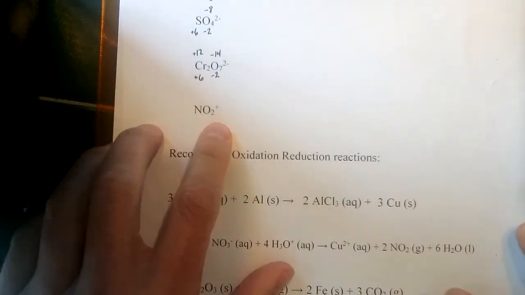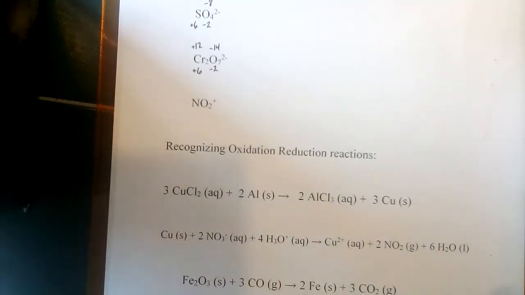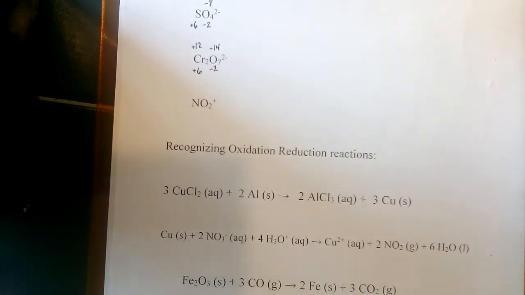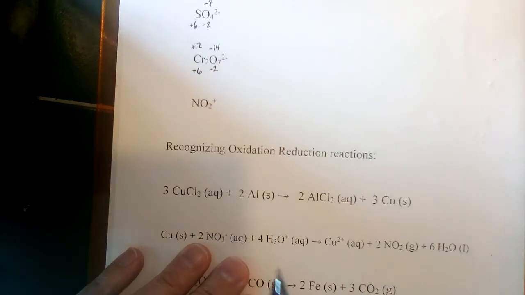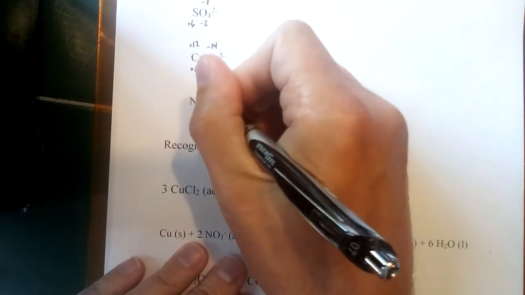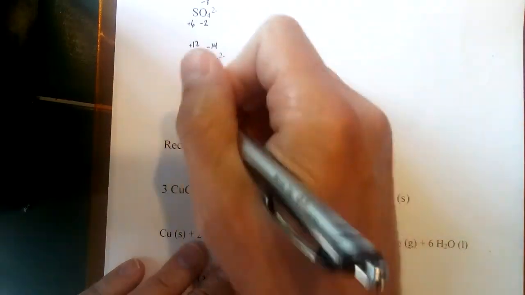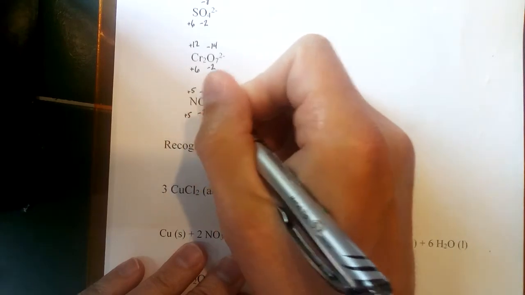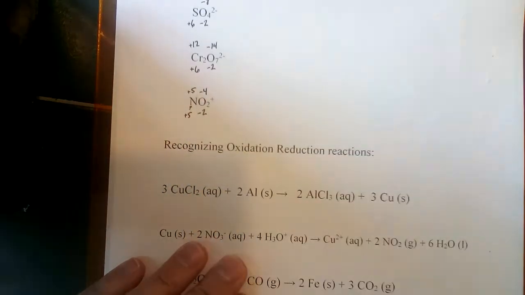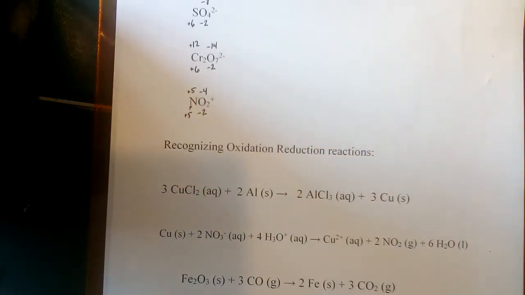Okay. NO2+, I threw this one in here just so we have one where the charge is a positive number. That means when these add together, they should add up to +1. But oxygen, again, -2. So that's a total of -4 from oxygen. That means the nitrogen here's got to be +5, because 5 minus 4 would be +1.